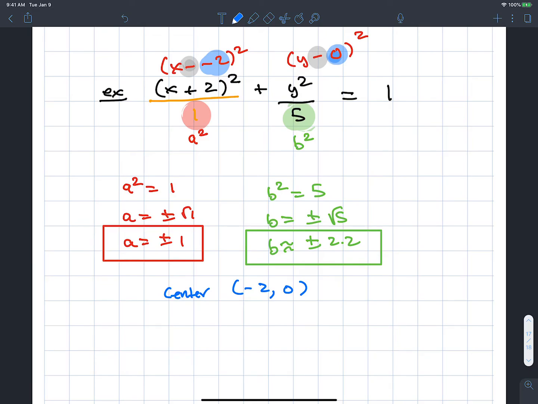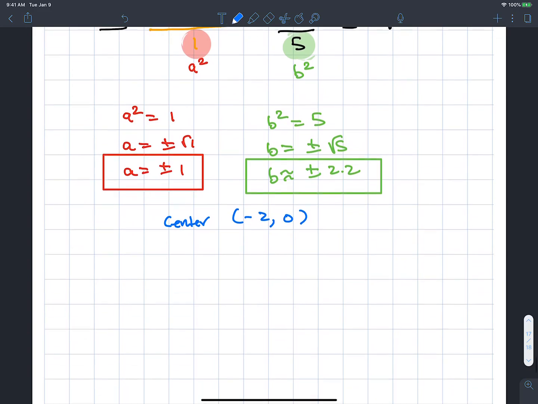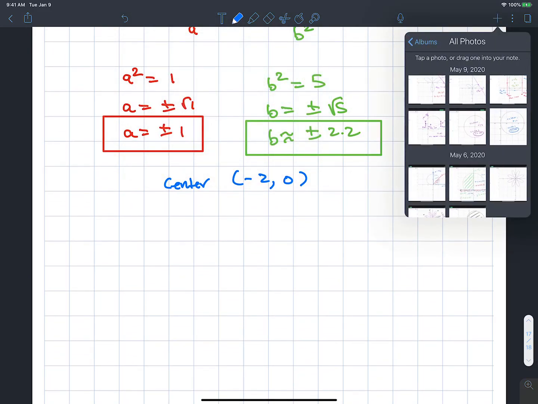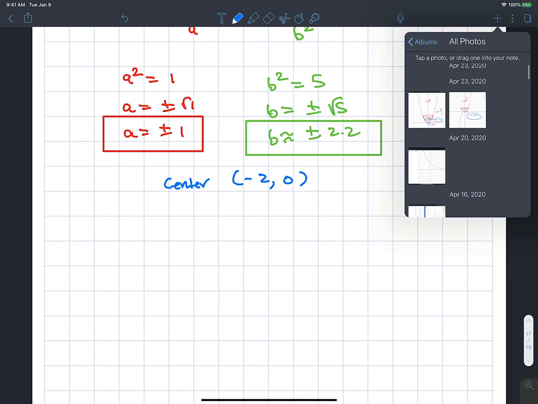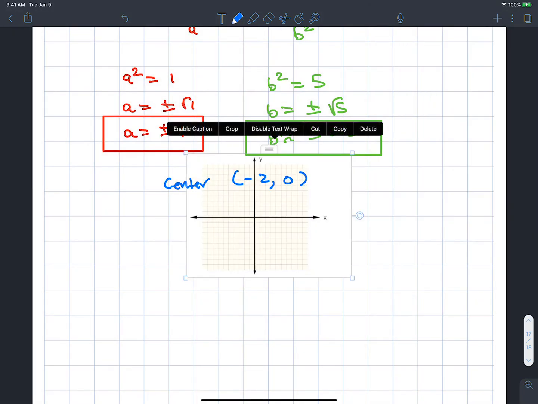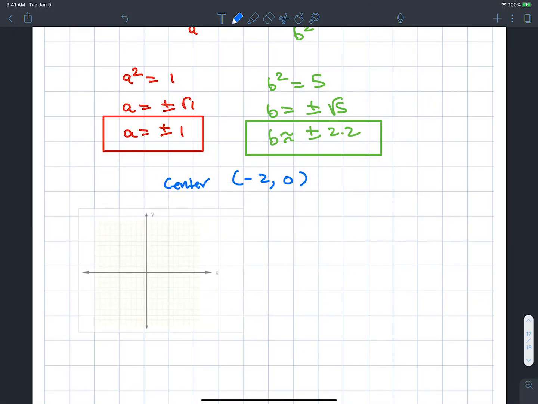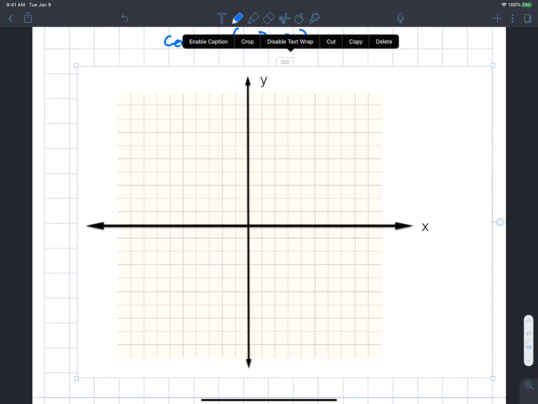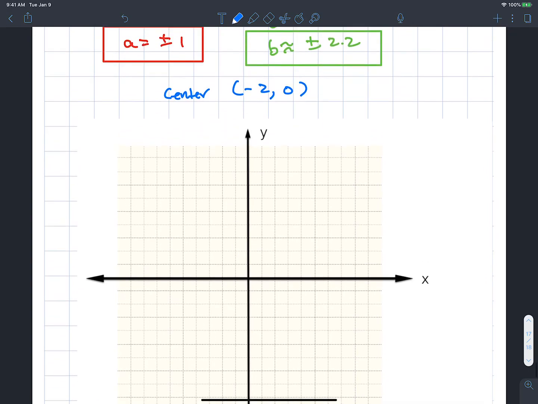We got the a and b values. We're going to draw this ellipse. Let's bring in a graph. Negative 2, 0. So we're going to plot that center. Go to the left 2 units. Left 2, not up and down. There you go, negative 2, 0. It's my center.